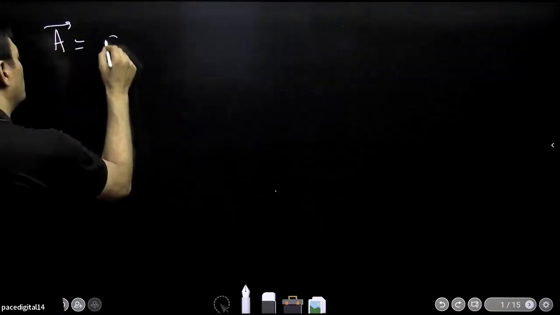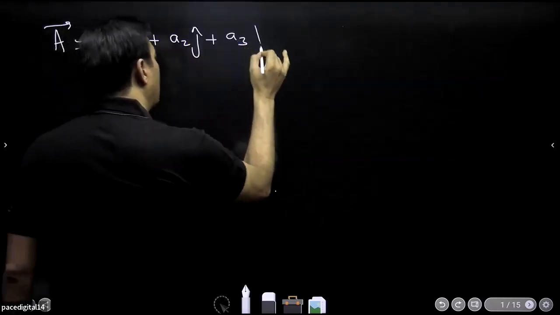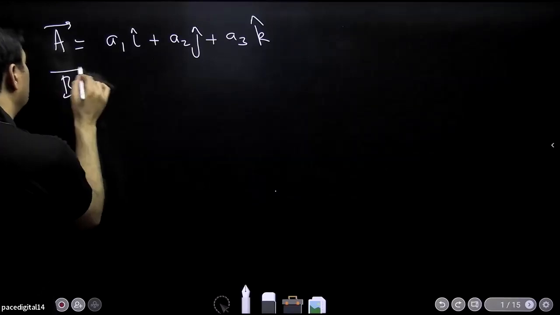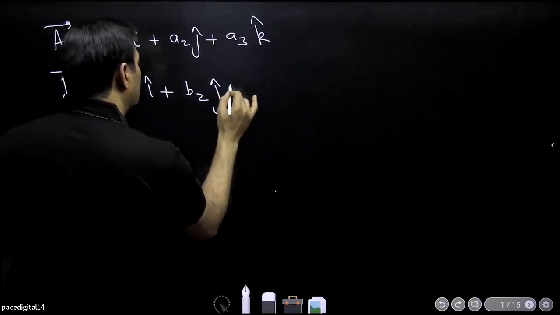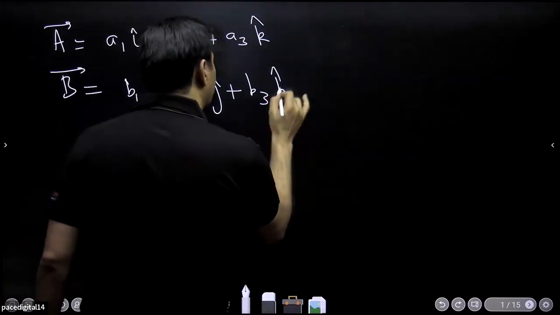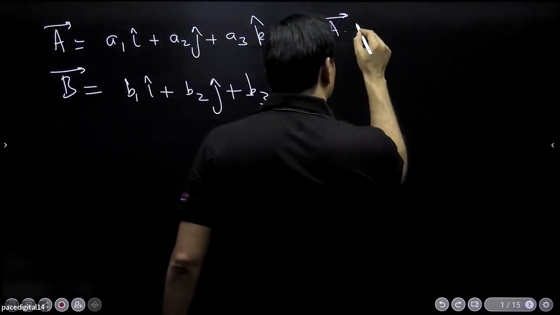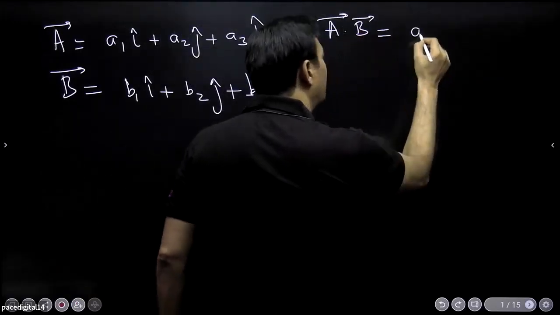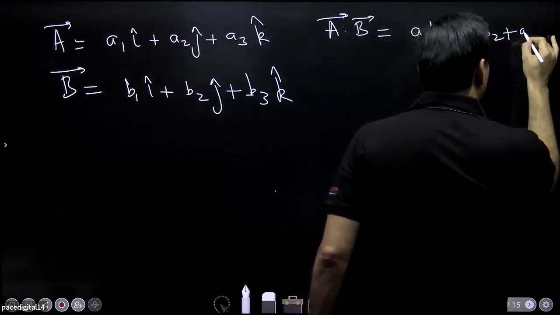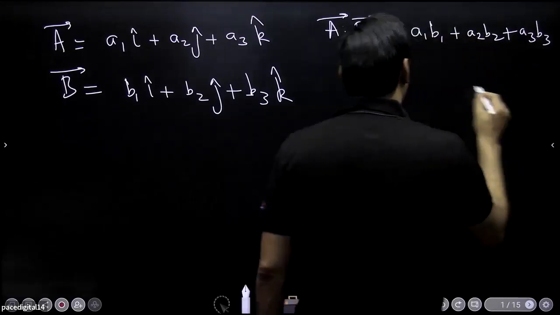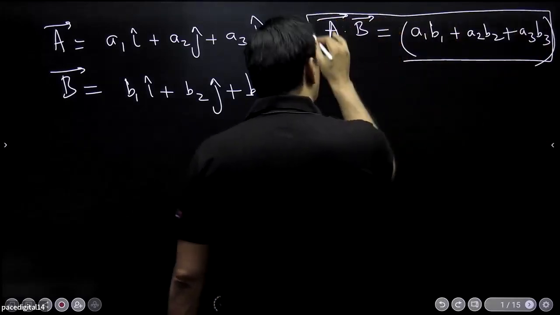Here, A is equal to A1 I cap plus A2 J cap plus A3 K cap, suppose, and B is a vector B1 I cap plus B2 J cap plus B3 K cap. Can anyone tell me what A dot B will be for this? It will be A1 B1 plus A2 B2 plus A3 B3. There will be no I cap, J cap. It's a number. It has no direction.